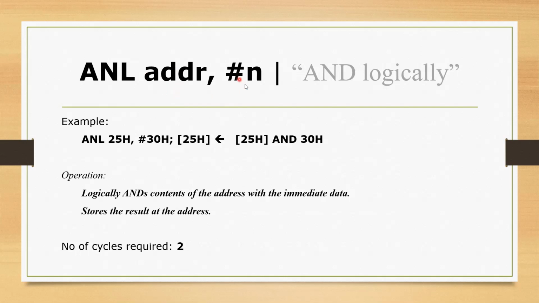ANL address, #n. So here, ANDing 25 hex with a direct value. Here this 25 hex means the location 25, and this #30 means it's an immediate data 30. So the content of 25 hex location is ANDed with an immediate data 30, and the result is stored in 25 hex location. So logically it ANDs the content of address with immediate data, and stores the result at the address. It requires 2 cycles.